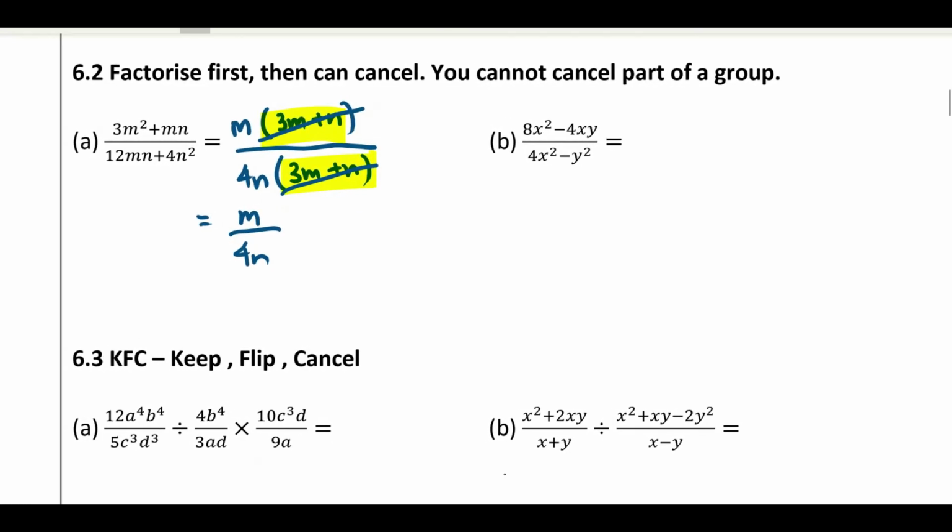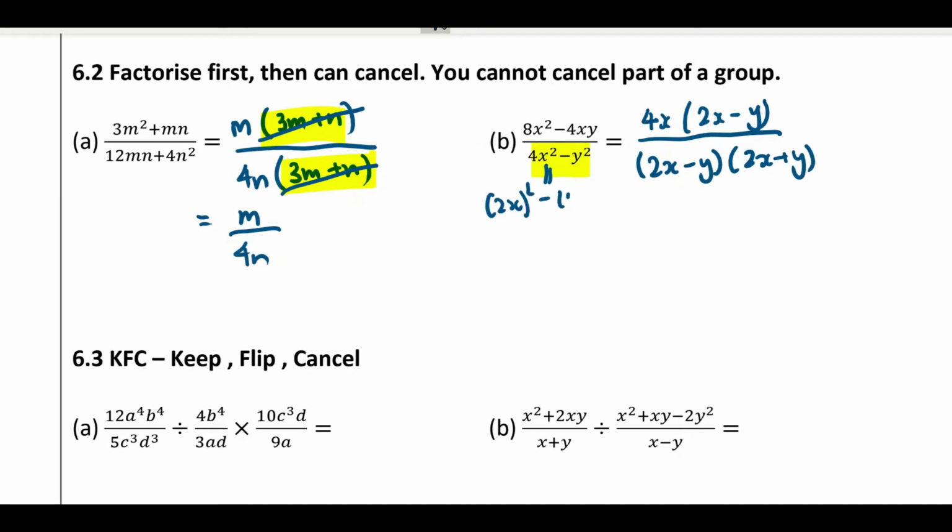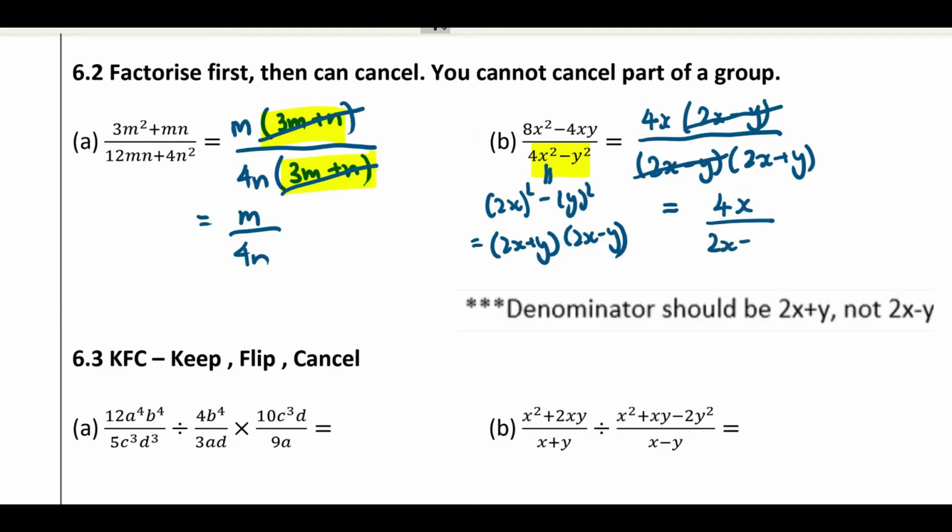Next one. 8x squared minus 4xy. Take out 4x. Left with 2x minus y. Denominator, 4x squared minus y squared. At this point in time, when you come to here, you should be very sensitive that this is algebraic rule number 3, 2x plus y, or vice versa. That means this is equal to 2x squared minus y squared. So that's why it's equal to 2x plus y, 2x minus y. Then, always check whether your numerator can factorize or not. Factorize already. 2x minus y, 2x minus y can cancel. So I'm left with 4x over 2x minus y.